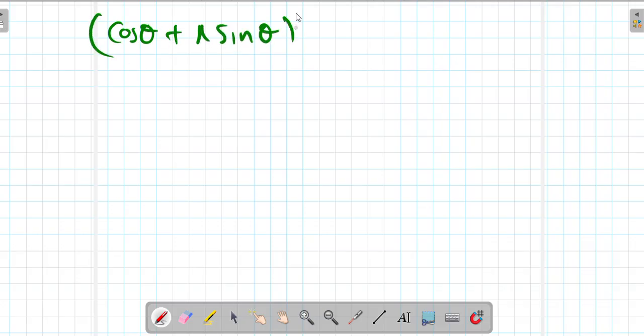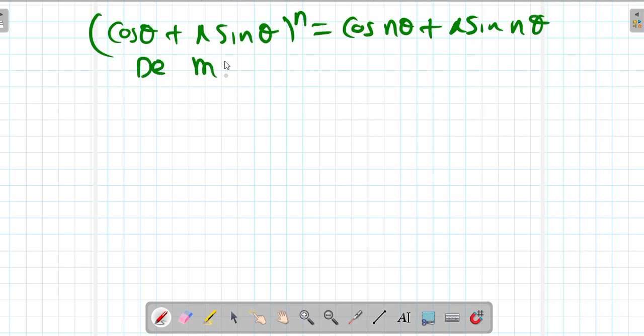So using Euler's formula, we can also show De Moivre's theorem. De Moivre's theorem says that cos theta plus i sin theta raised to the power n is as good as cos n theta plus i sin n theta. So this is known as De Moivre's theorem.